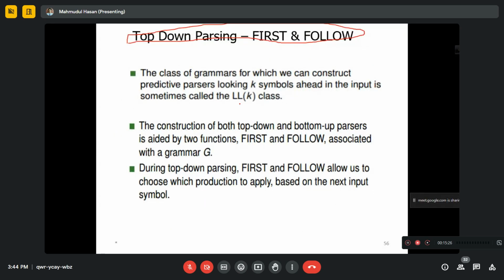If you want to construct a predictive parser, a parsing table is created. You need to construct a parser table, and to construct a parser table you need the help of first and follow. First and follow are special functions, and those functions are needed to construct a parser, top-down or bottom-up parser. Those functions are also needed to create the parsing table.